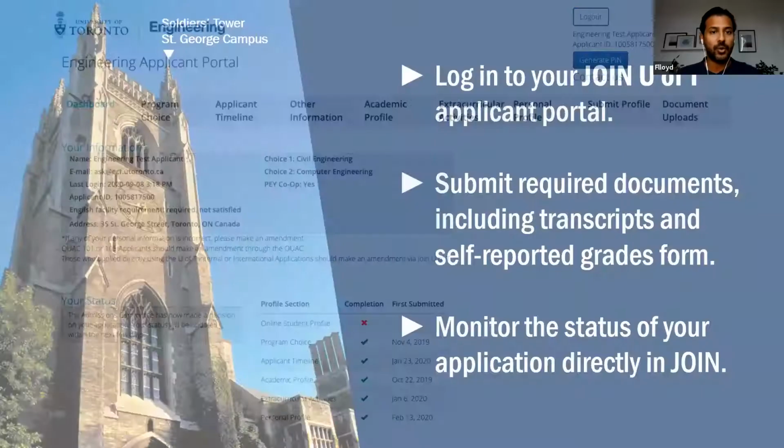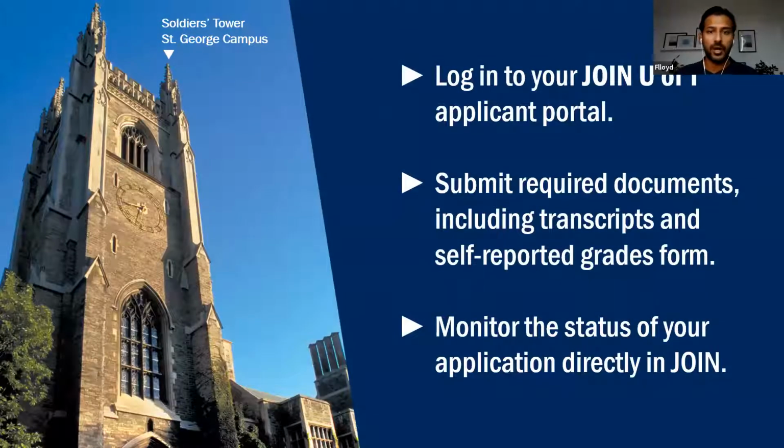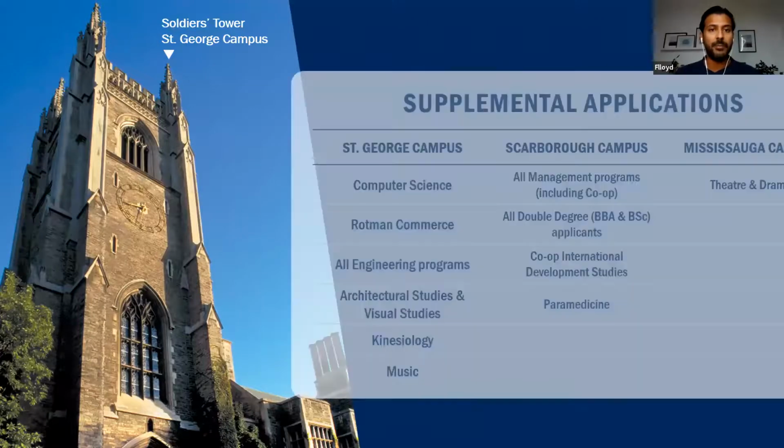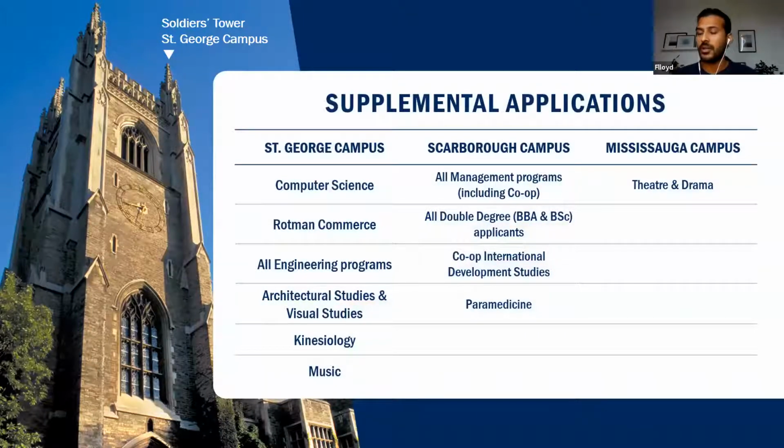So recapping the Join U of T portal, it is where all of the important documents live for your application, where you'd submit everything, where you'd monitor your application, and where all of the important pieces are posted for students. Speaking of important pieces and required information, for most programs at U of T, it's just your marks that we're considering. So arts, business, or arts and science, which make up that big bulk of programming that we offer, don't look at anything beyond your marks, so your high school or your academic record.